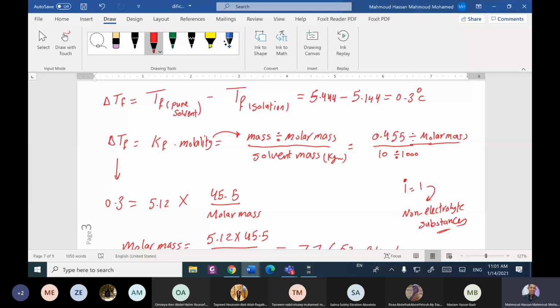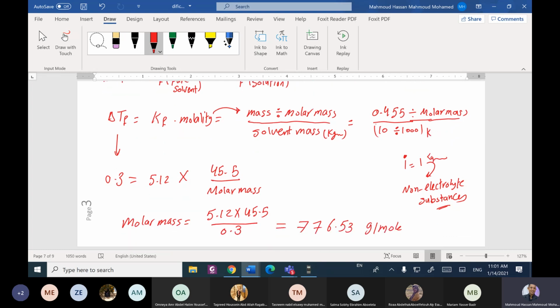Okay, so Kf times the molality. Molality can be calculated from the number of moles, which is the mass divided by the molar mass, divided by the mass of the solvent in kilograms. So the mass of the substance is 0.455, divided by the molar mass, divided by 10 grams of the pure solvent, divided by 1000 to calculate it in kilograms.